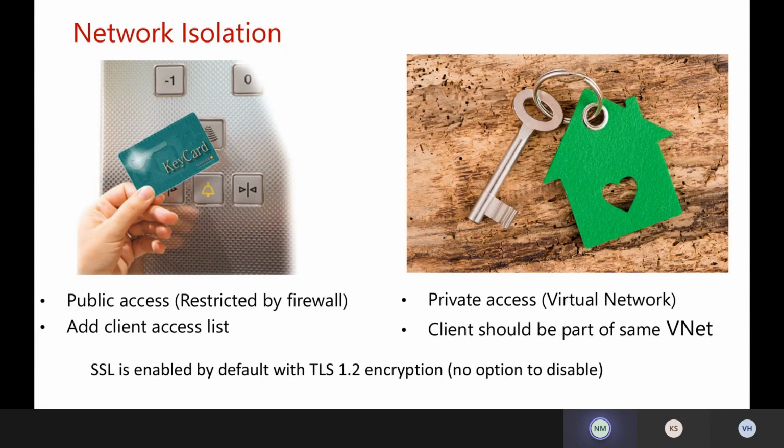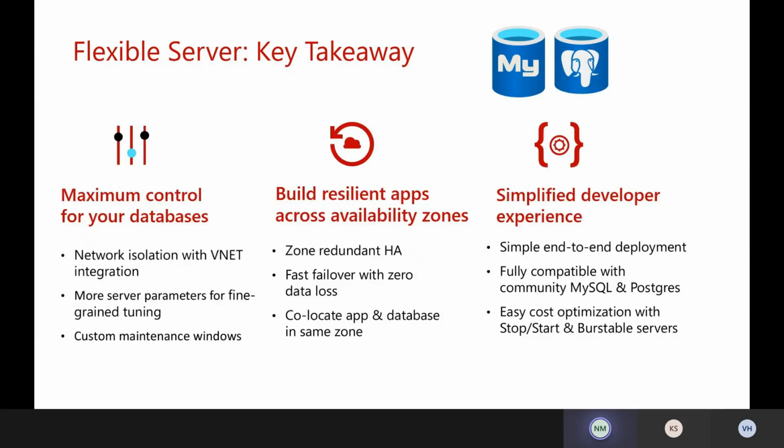The other option is to choose private access, which works with virtual networks. So you'll have an Azure Virtual Network created for your environment, and then when you create or provision the service, you can make this service part of that VNet, right? Any clients that need to access this service should be part of that VNet, or you can, of course, have VNet peering also. SSL is enabled by default, right?